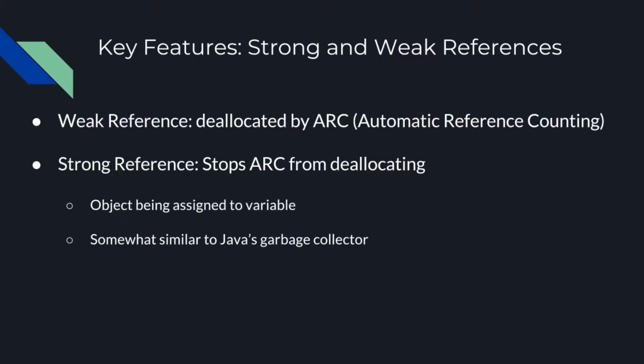All instances are deallocated by the ARC, which is the automated reference counting, if no other objects have a strong reference to it. It isn't easy to really explain in words, so our demo is designed to show the difference between a weak and a strong reference.